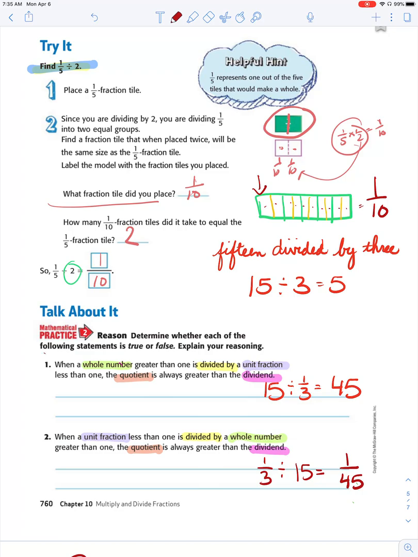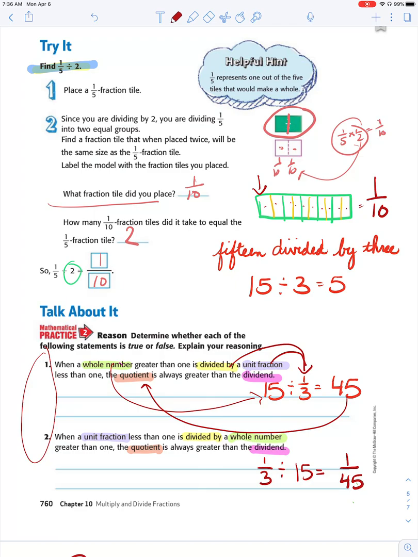So looking at these two, they're asking you, are these statements true or false? So let's look at this as a division problem and see. When a whole number greater than 1 is divided by a unit fraction, this 1/3 is my unit fraction, so my whole number has to be 15. So when my whole number is divided by a unit fraction, the quotient, which becomes 45 in this particular problem, is always greater than the dividend.